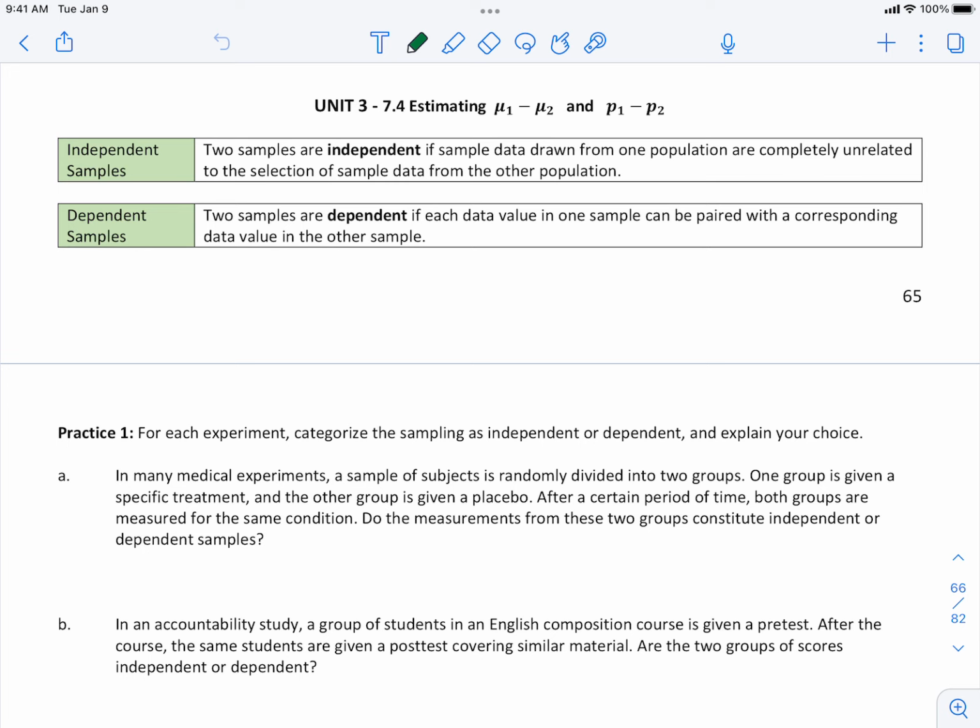So, independent samples. Two samples are independent if sample data drawn from one population are completely unrelated to the selection of sample data from the other population. Dependent samples. Two samples are dependent if each data value in one sample can be paired with a corresponding data value in the other sample.